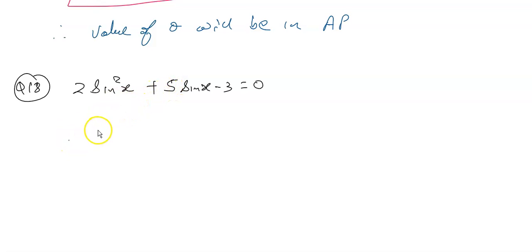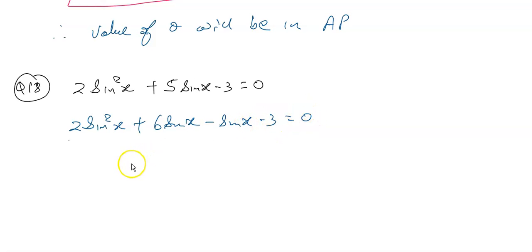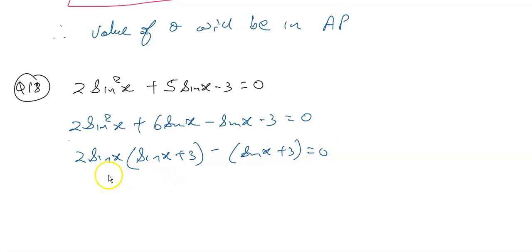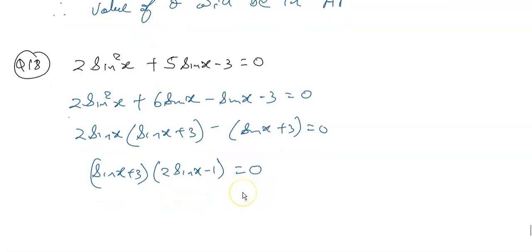Just a minute, minus 1... no, minus 1. Okay, let's just write it. 2 sin square x plus 6 sin x minus sin x minus 3 equal to 0. So this is 2 sin x common into (sin x plus 3) minus (sin x plus 3) equal to 0. So this implies either sin x plus 3 will be 0 or 2 sin x minus 1 equal to 0.